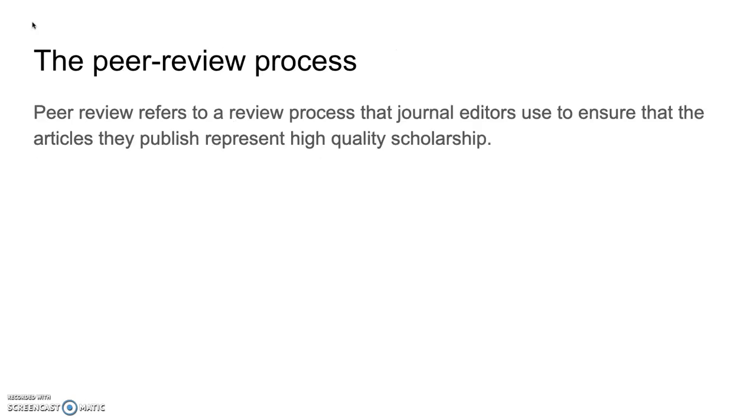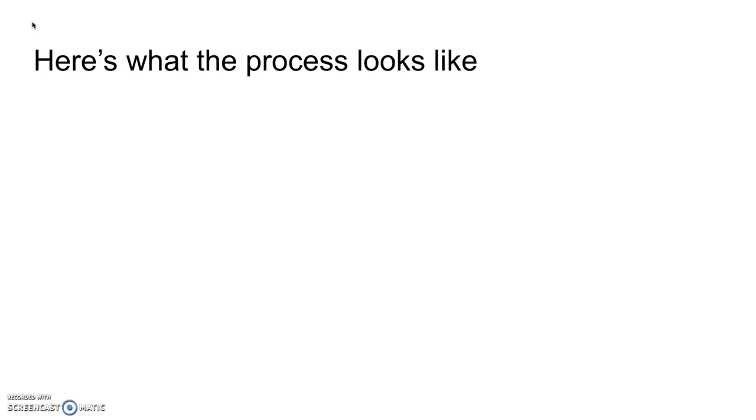The peer review process. Peer review refers to a review process that journal editors use to ensure that the articles they publish represent high-quality scholarship. So, for example, a scholarly journal could also be a peer-reviewed journal, but not all scholarly journals use the peer review process. So here is what the process looks like in a nutshell.